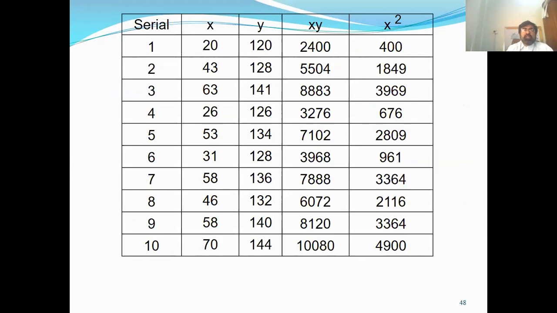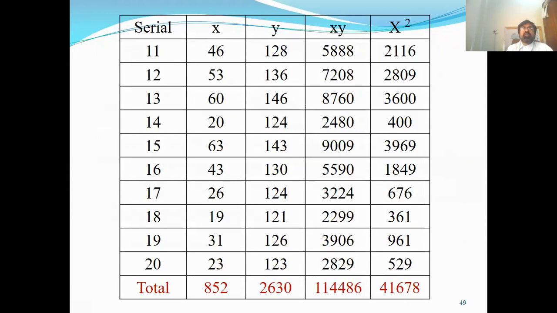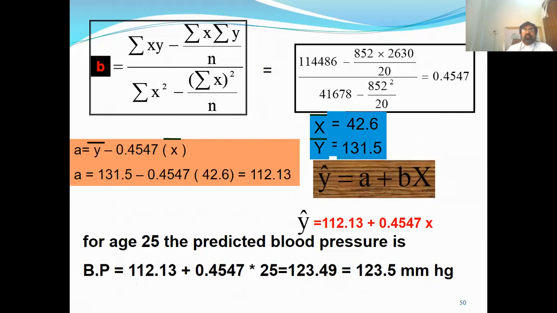First you have to calculate the correlation. The r is sigma xy minus sigma x sigma y upon n, over sigma x square minus sigma x whole square upon n into sigma y square minus sigma y whole square upon n. So you have to calculate all the values, x square, y, xy, and then you have to put them in. This is the B, which is 0.45, and the A is equal to 112.8, y is equal to A plus BX. So for age 25, the predicted pressure is BP 112.8 plus you have to put the age in this formula. You already know the value of A and the value of B. So that will become 123.5 mm of Hg.